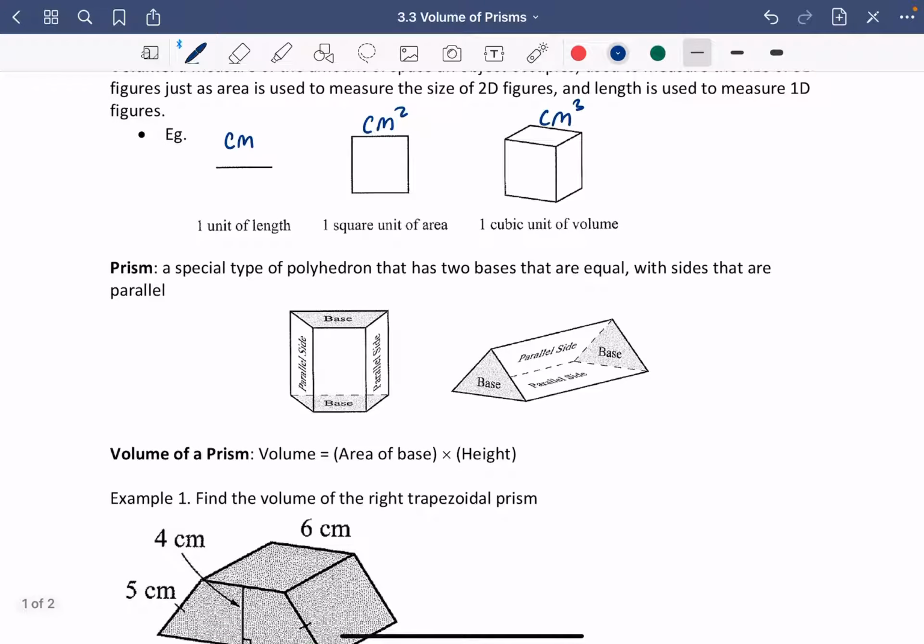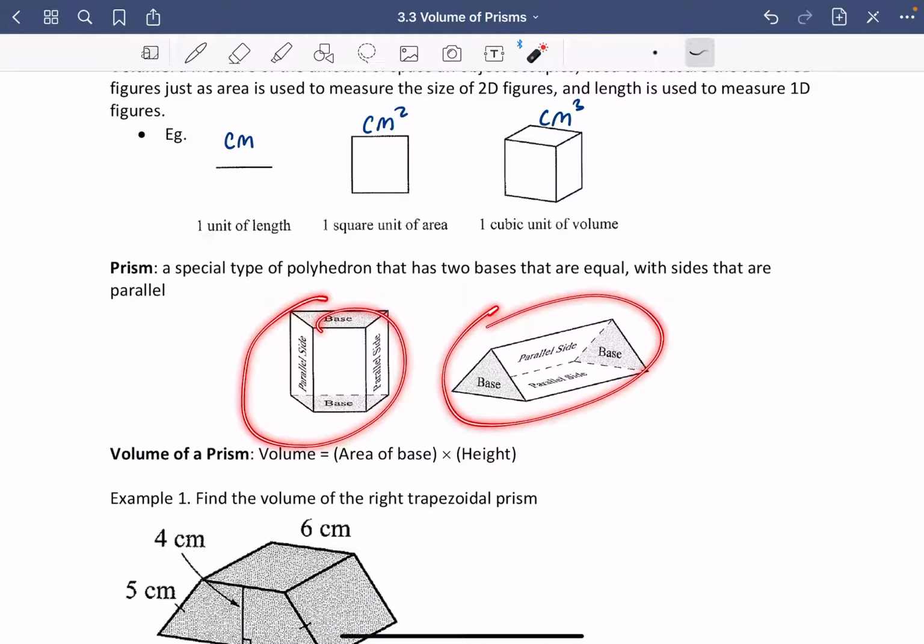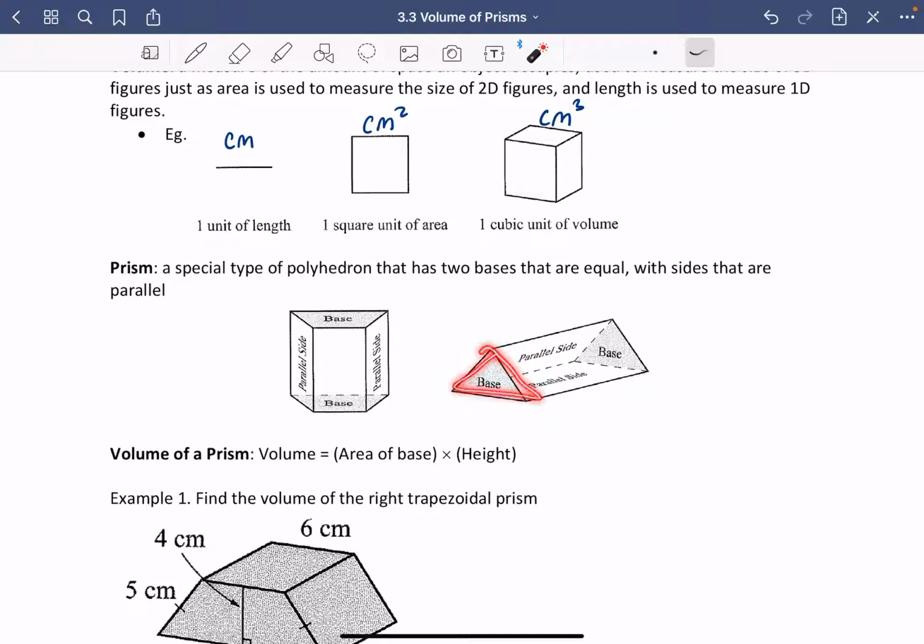Now, prism. Prism is a specific type of polyhedron that has two bases that are equal with sides that are parallel. So you can see in these two examples that this base and this base are the same. They're both exactly the same, both triangles. And then the edges are parallel. Okay, and this one, same trapezoid on the bottom. These are called the base.